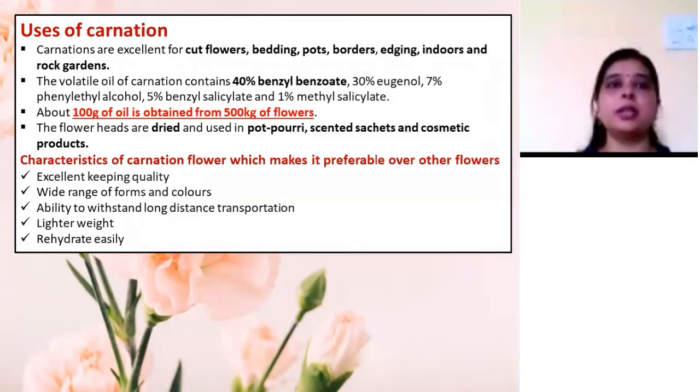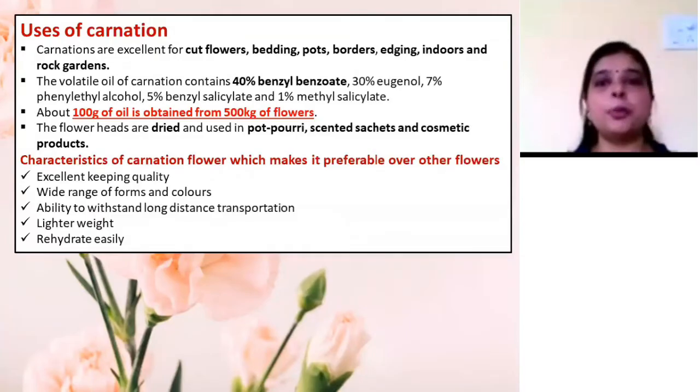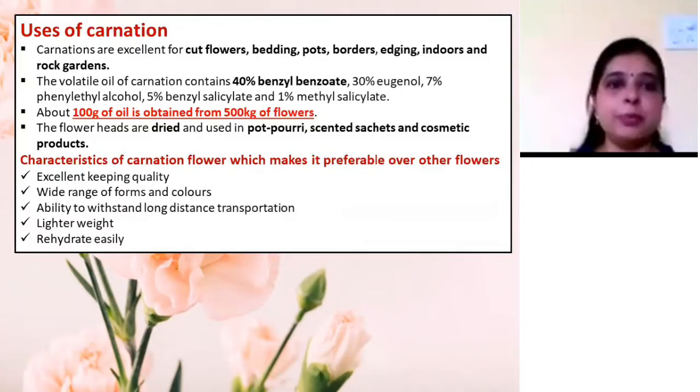Uses of carnation. Carnation is mostly grown as a cut flower. Other than this, it is also grown as a bedding plant, pot plant, border, hanging, indoor and rock garden plant. It is also a source of volatile oil and it contains 40% benzyl benzoate. If you want to extract oil from the carnation, 500 kg of flowers is required for the extraction of 100 gram of oil. Besides this, carnation is used in potpourri, scented sachets and cosmetic products.